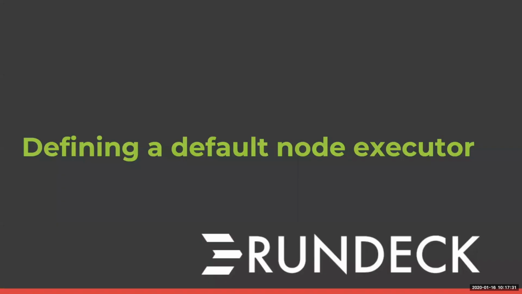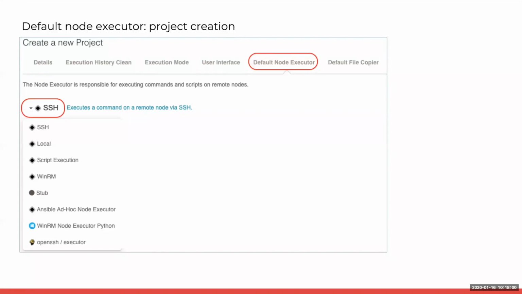So we'll talk about a default node executor. As I said earlier, the node executor is defining what protocol you're going to use to connect to your nodes. The default is SSH. If you're an enterprise user and run a Windows Rundeck server and wanted to connect to Windows target nodes, you might use PowerShell as your node executor, and then there's a few other options. So that's what node executors are. I can define my node executor when I create a project by going to the default node executor section here.